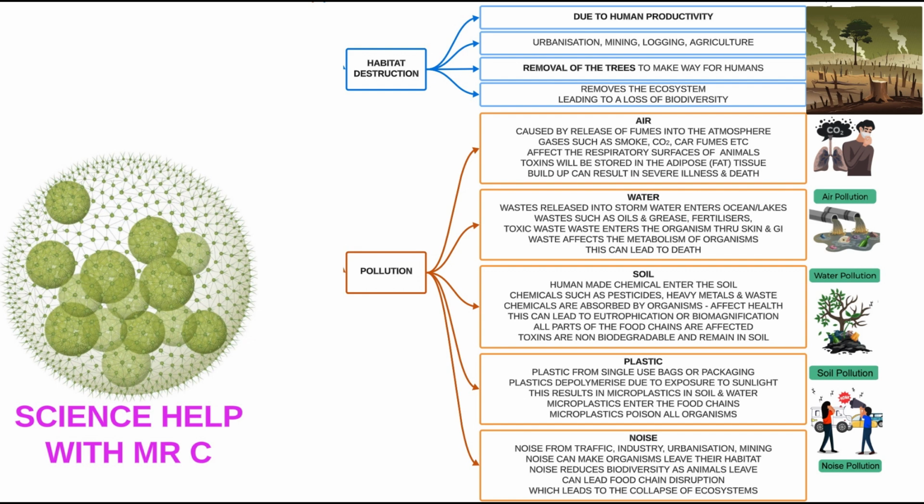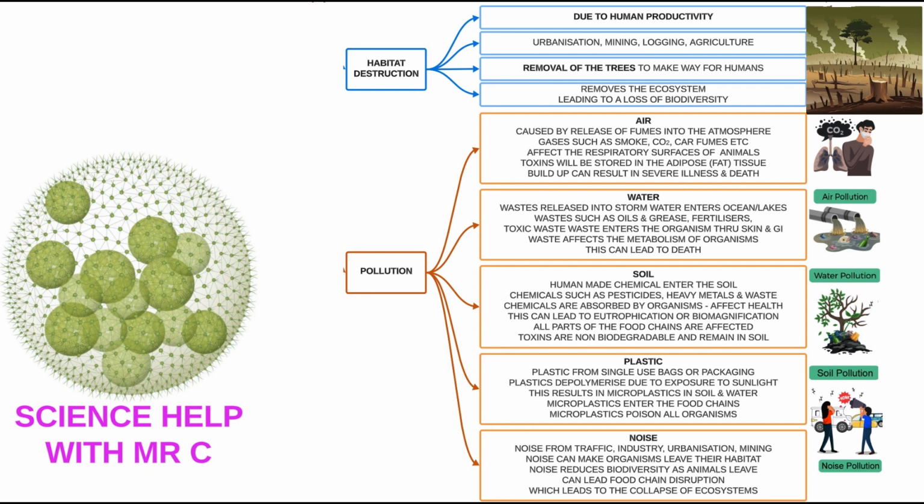Habitat destruction is due to human productivity, such as urbanization, mining, logging, and agriculture. It's the removal of all the trees to make way for humans. This removes the ecosystem, leading to the loss of biodiversity. And last of all, we have pollution. We have air pollution, water pollution, soil pollution, plastic pollution, and noise pollution.